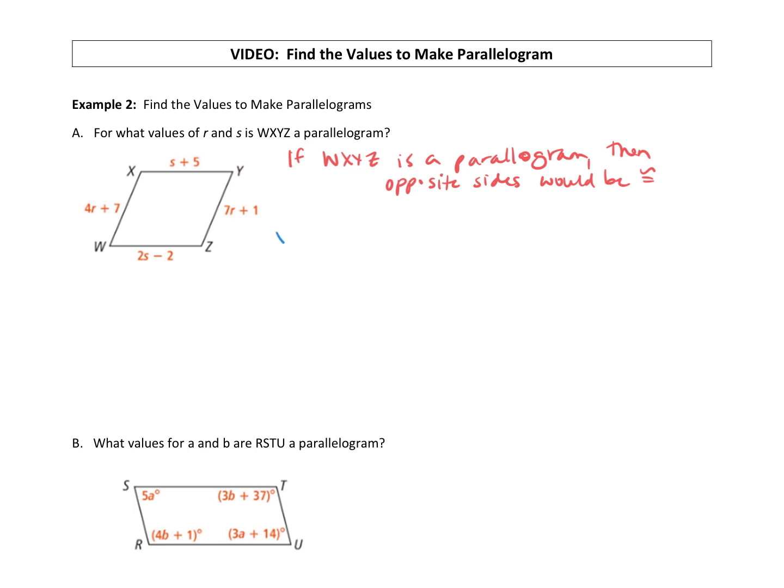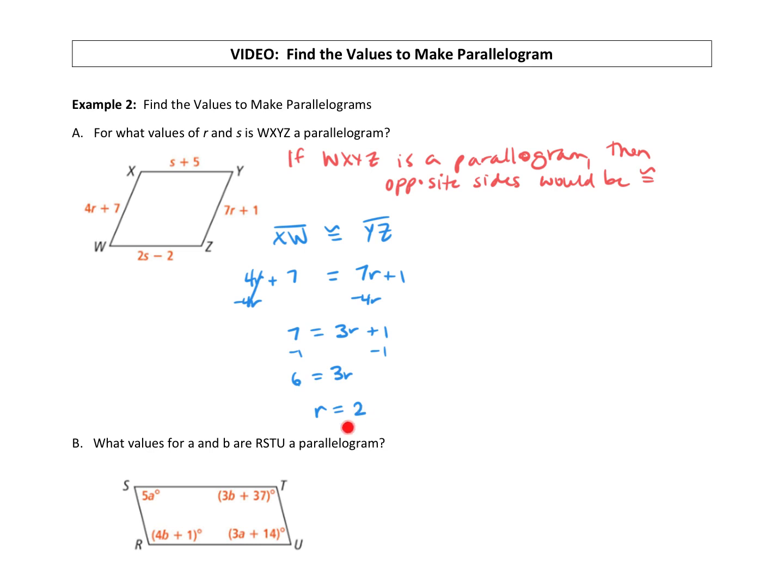So XW would be congruent to YZ. Those are opposite sides. XW is 4R plus 7. We can go ahead and set that equal to 7R plus 1. Let's solve for R. I'm going to subtract 4R, get those on the same side first. 7 equals 3R plus 1. Subtract 1, we have 6 equals 3R. If you divide both sides by 3, you're going to get R equal to 2.